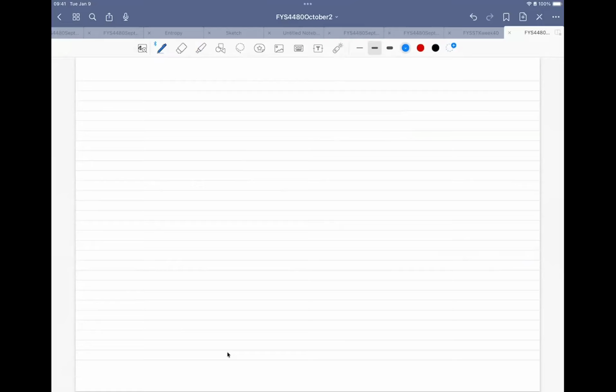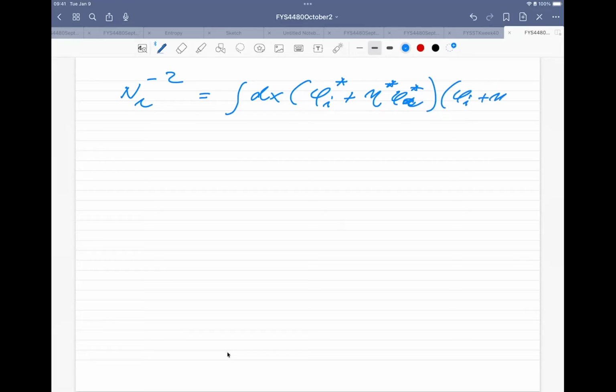So what happens then is that if I look at my normalization constant, I'm going to normalize this wave function. That means that I want this to be 1. So that means I have 1 over n squared. That is simply going to be given by the integral dx of phi I, skipping the x dependence here for simplicity of the wave function, plus some eta times a phi a. This is an a multiplied with phi I plus eta times phi a.